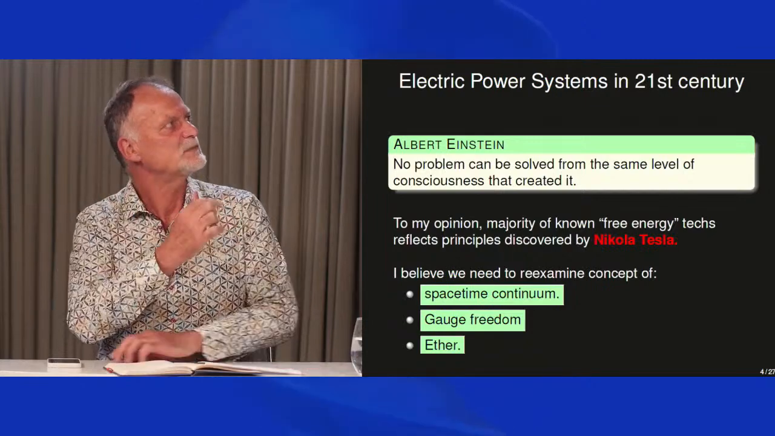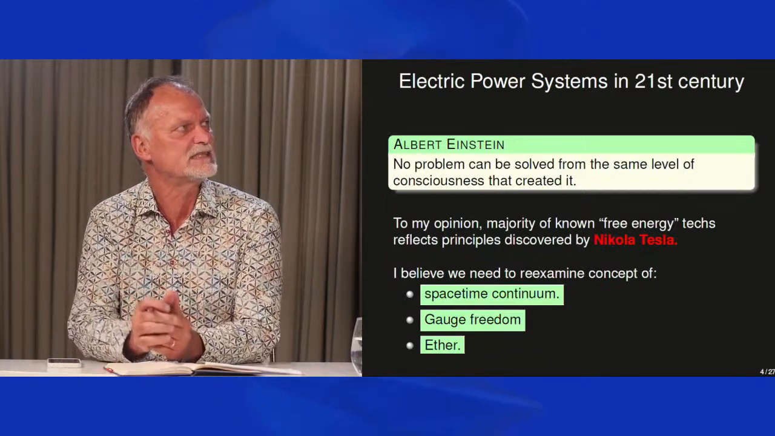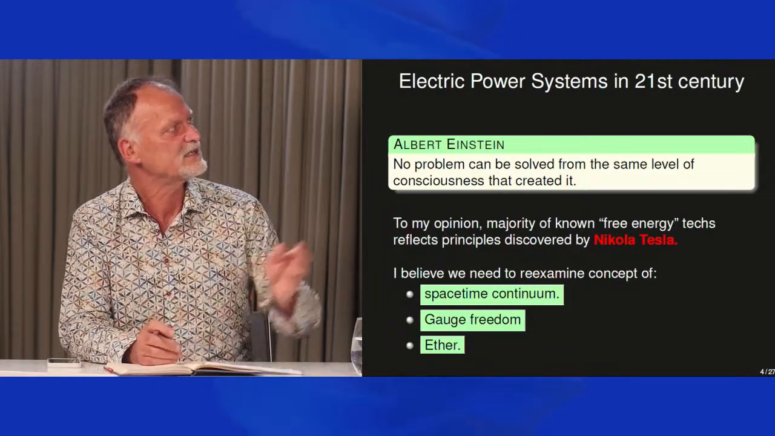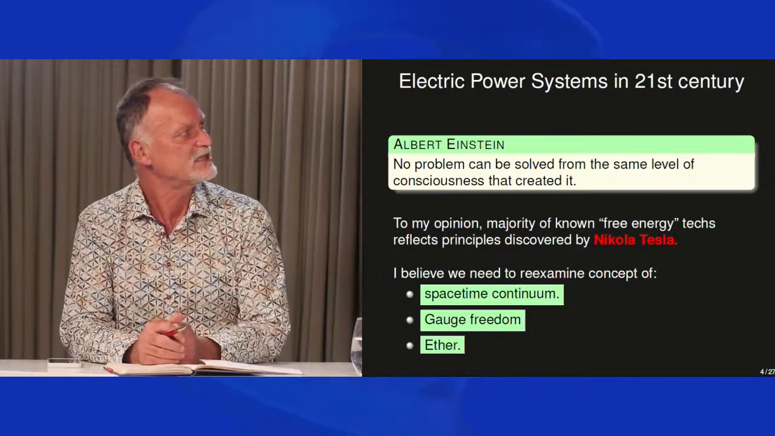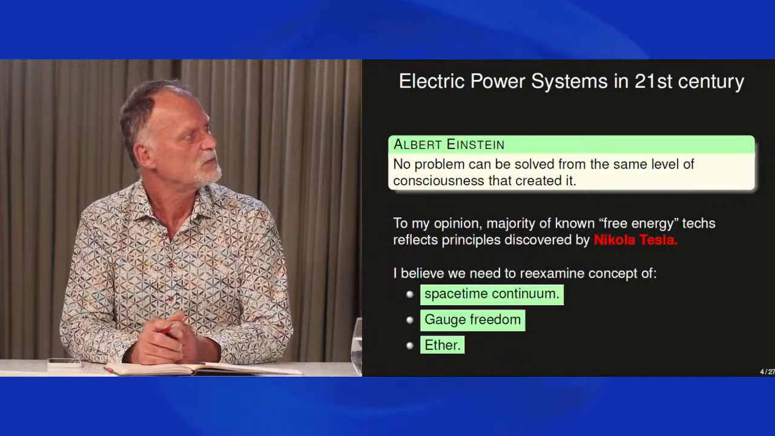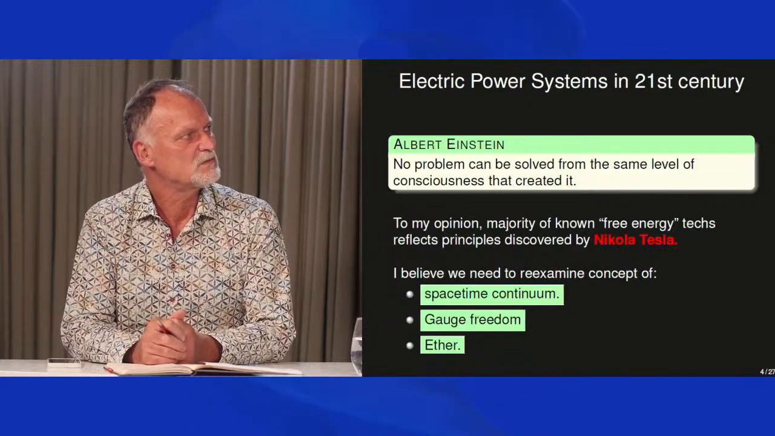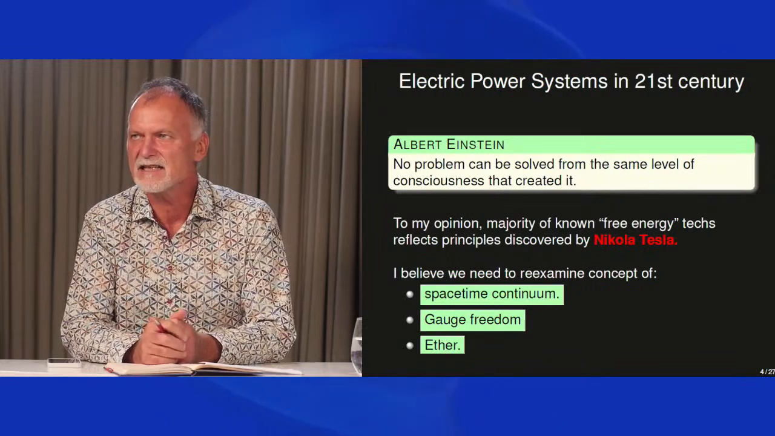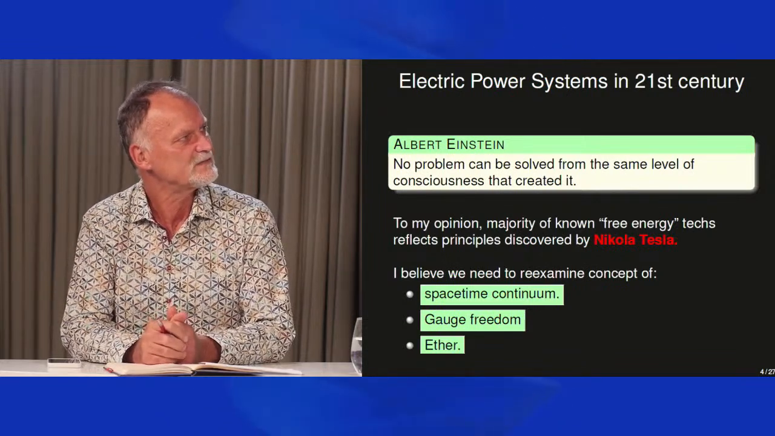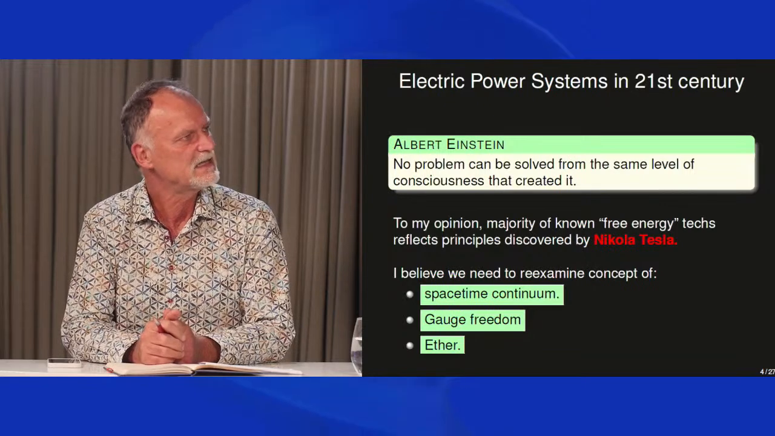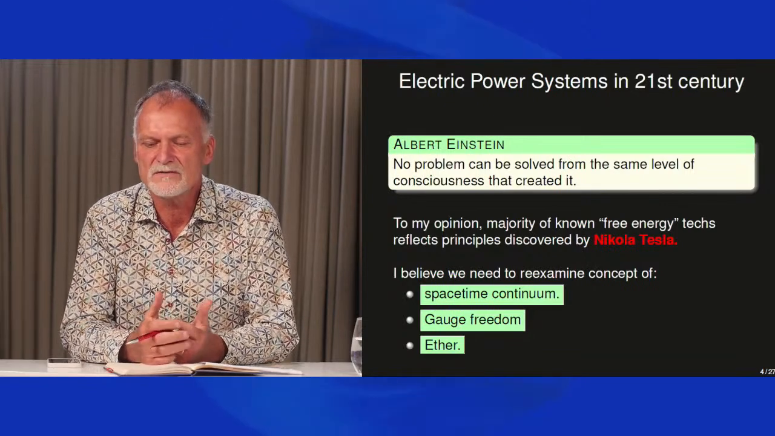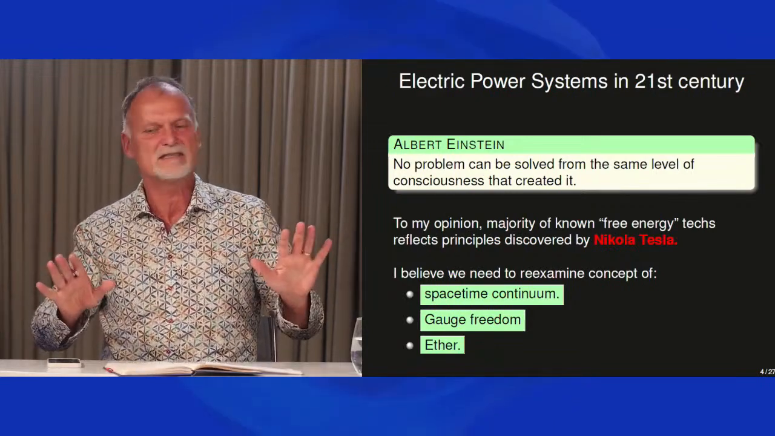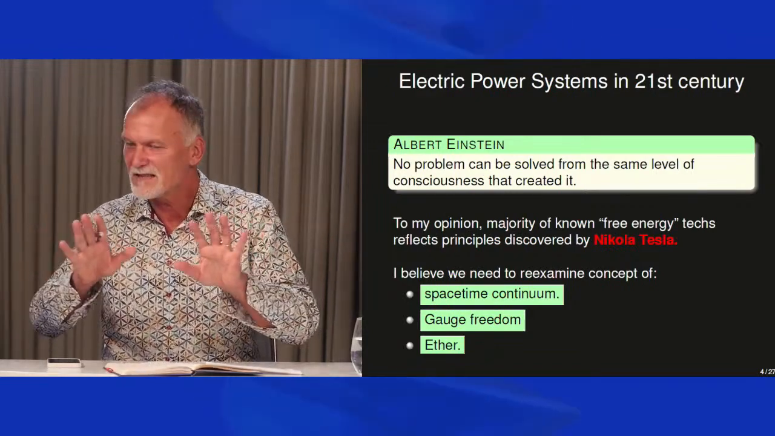We are speaking here about the electric power system in the 21st century, right? And I actually like the quotation of Albert Einstein, who said, no problem can be solved from the same level of consciousness that created it, right? I think that's a very deep idea, that if you want to solve a problem, you really have to step up from the level of consciousness where the problem arose, right?